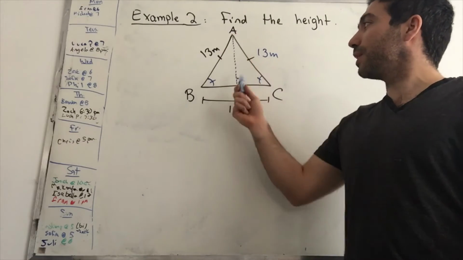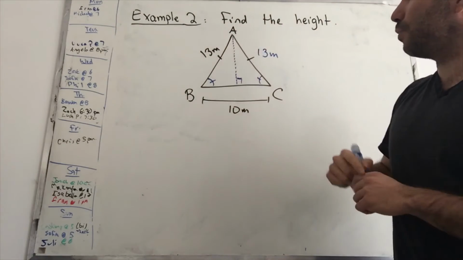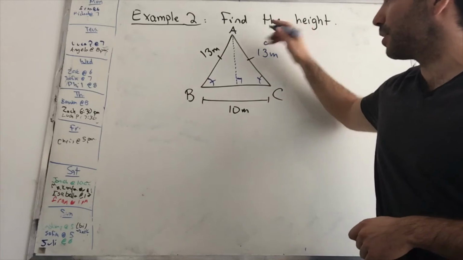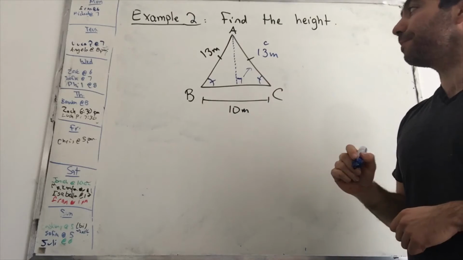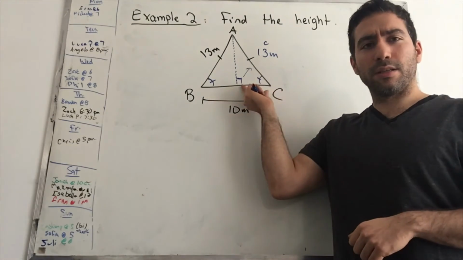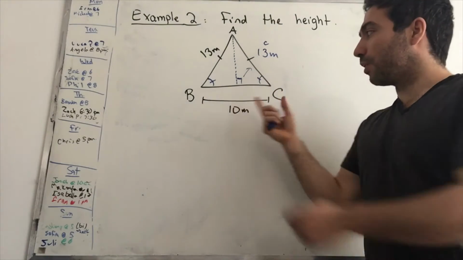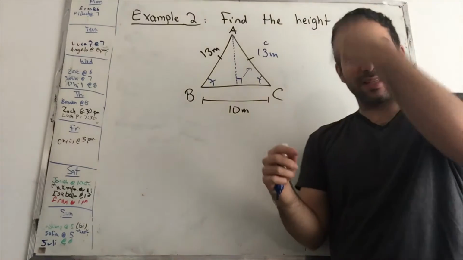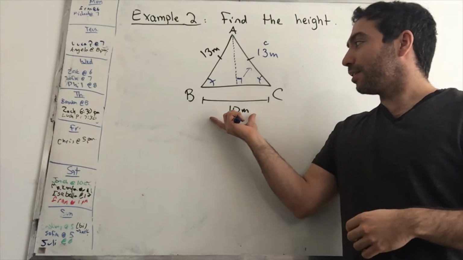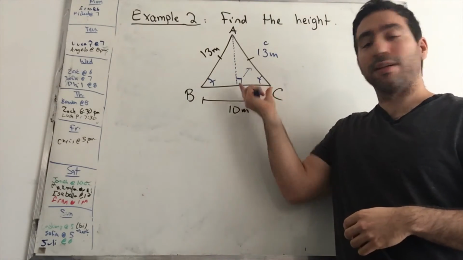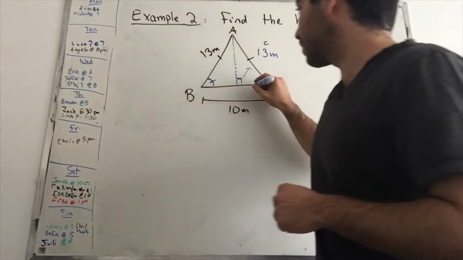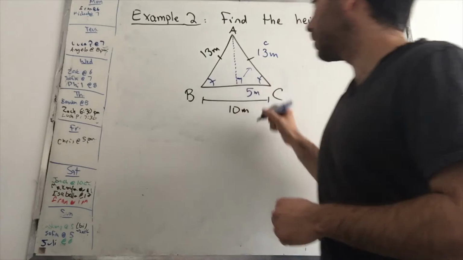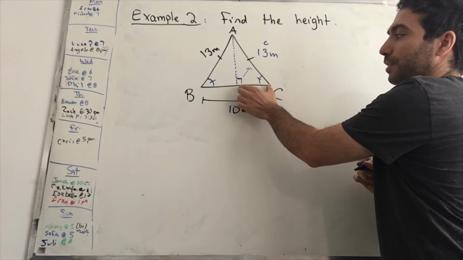So let's focus on the right side. On the right side, we have 13. This is your C, it's the longest side because it's the side opposite to the 90 degree angle. And what's the base? How do we find the base? Well, if the whole bottom is 10 and we cut it down the middle, this side is half of 10. So you do 10 divided by 2, and that gives us 5. So the bottom of the triangle that we're using is 5.